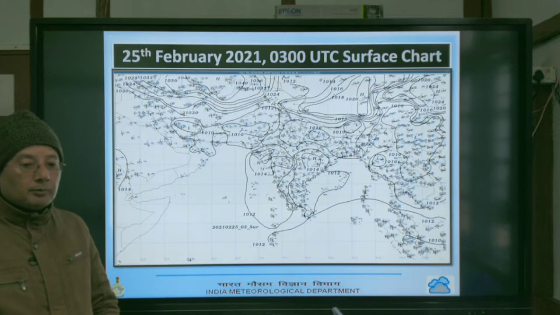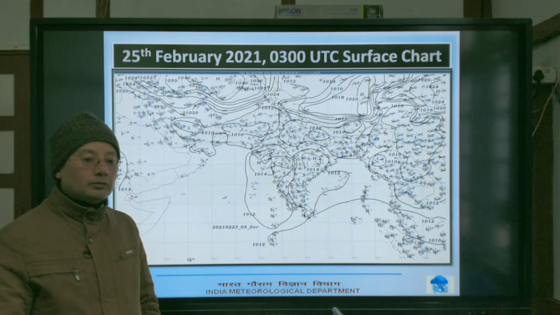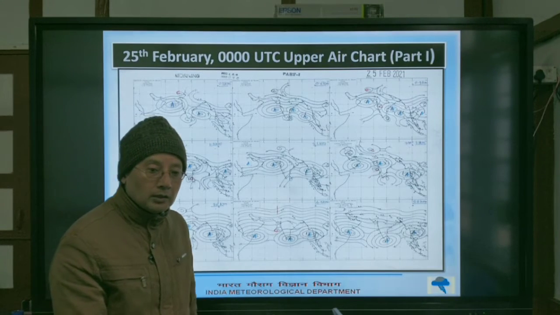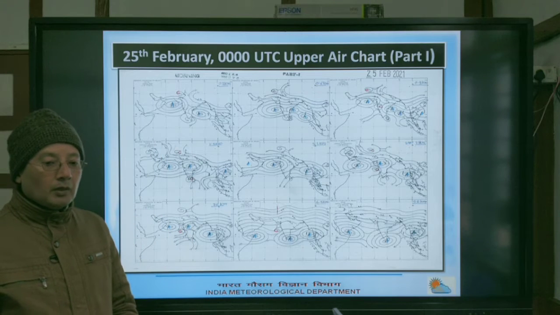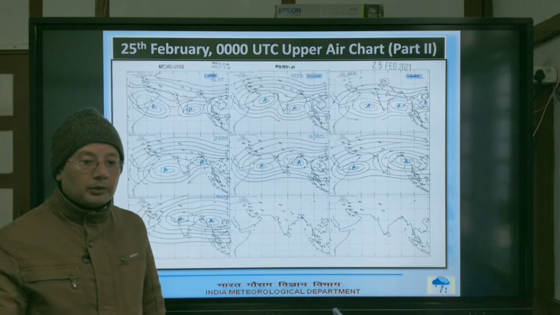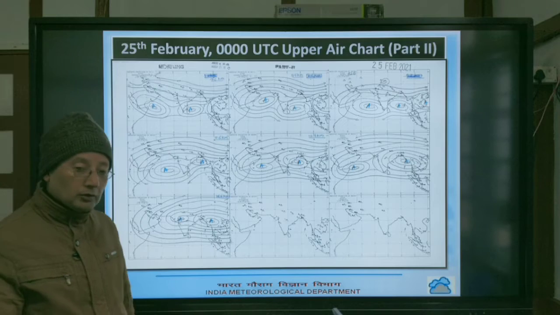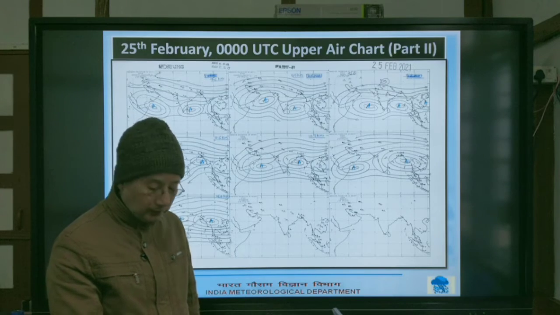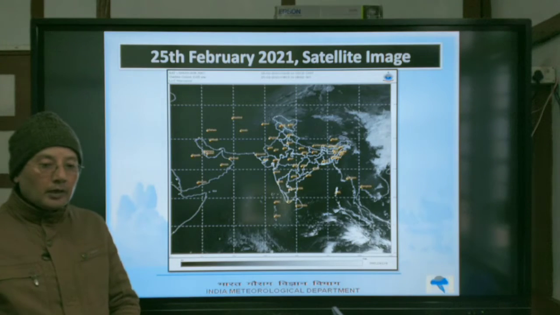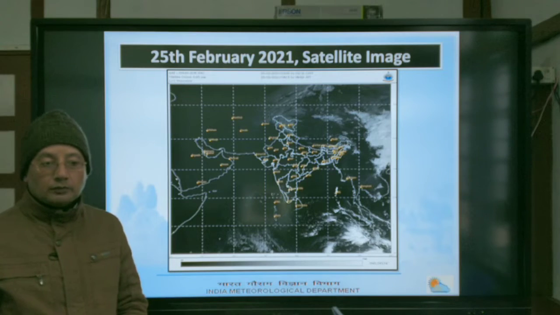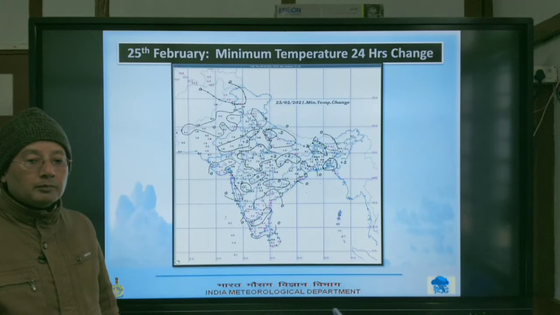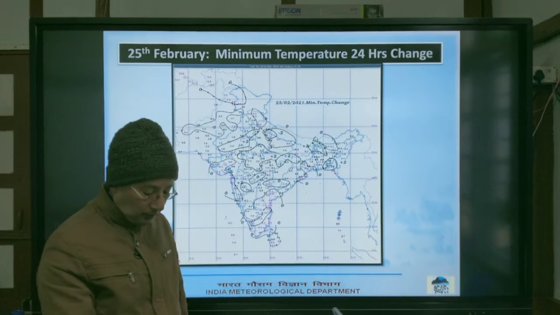So we have the surface chart of 25th February, that is today, taken at 3 UTC. Then we have upper air chart part 1 of 0 UTC of today. Next upper air chart part 2 taken on 25th February, that is today. Then we have the satellite image taken between 8:15 to 8:42 hours IST of today. Then we have minimum temperature 24 hours change for 25th February.